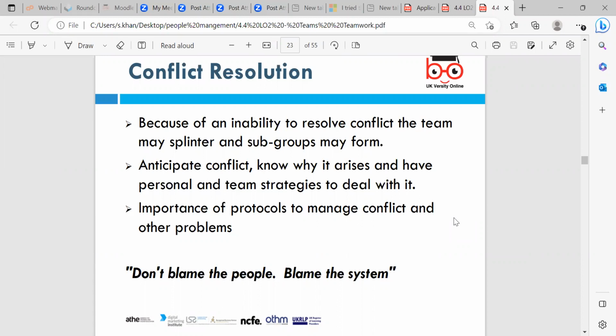Anticipate conflict, know why it arises, and have personal and team strategies to deal with it. Importance of protocols to manage conflict and other problems. Don't blame the people, blame the system.